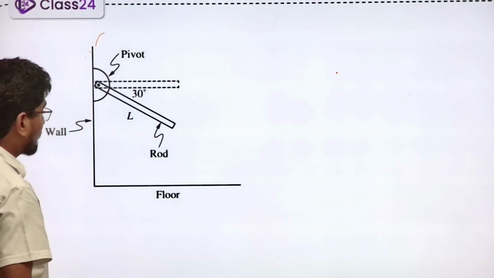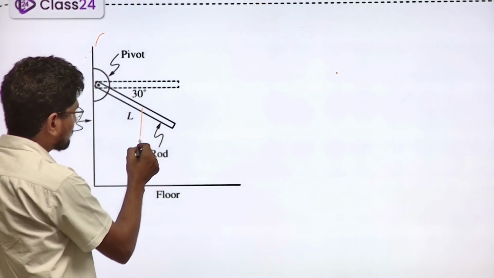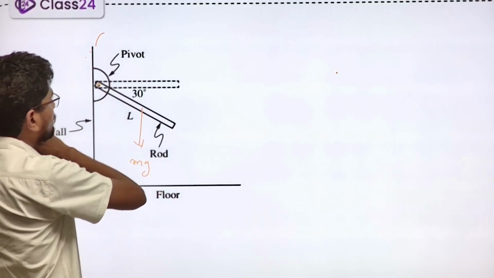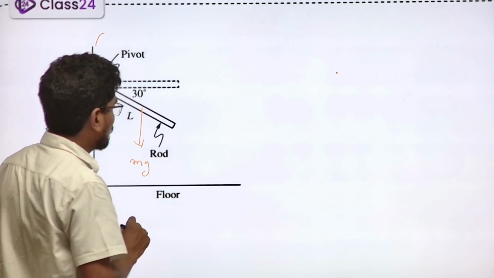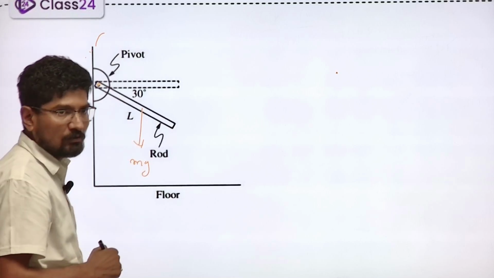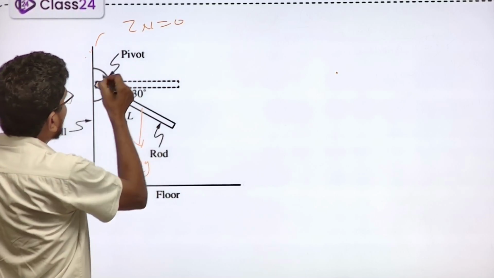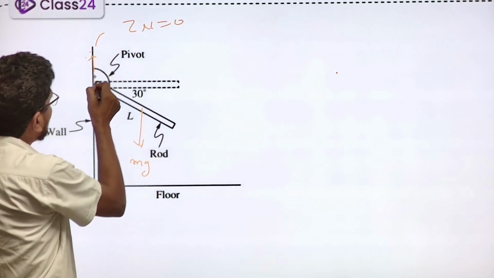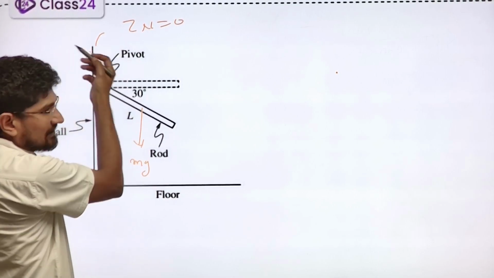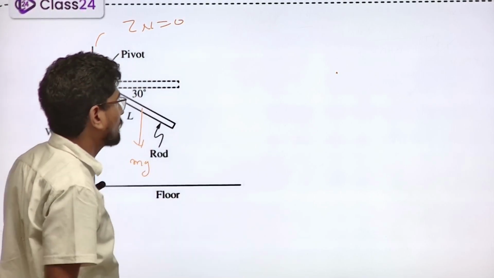So we know there are two forces acting on the rod. One is the gravitational force mg and the other is the normal force. But you do not need to write the normal force, because the torque of the normal force will always be zero. The normal force always passes through the hinge point, whether it is upward or in any other direction. So you do not need to be concerned about it.